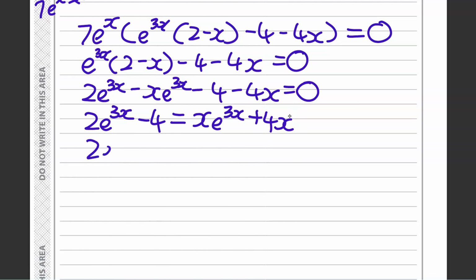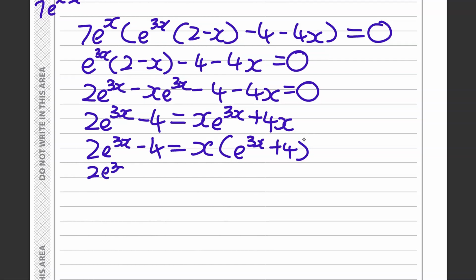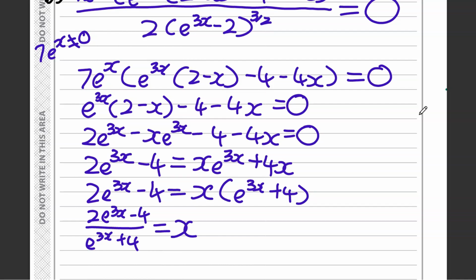So this is going to be 2e to the power of 3x minus 4 is equal to x times e to the power of 3x plus 4, like this here, and then divide both sides by e to the power of 3x plus 4. So we get that 2e to the power of 3x minus 4 over e to the power of 3x plus 4 is equal to x, and this is what's required. In terms of the marks, I think you get 1 mark for getting it into this format here, and then the second mark for this one.